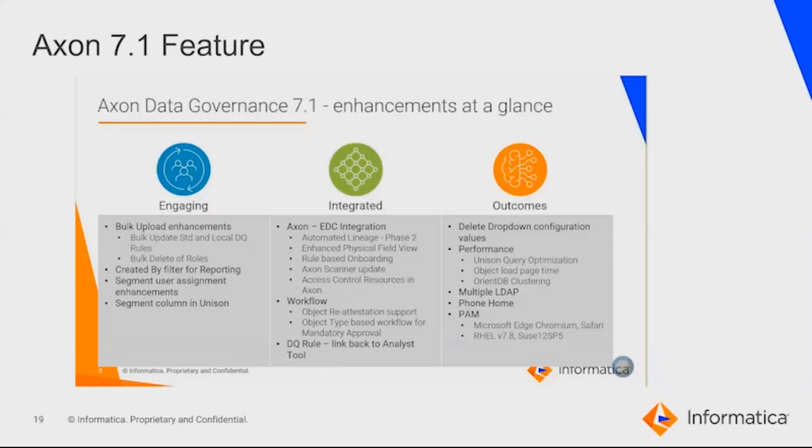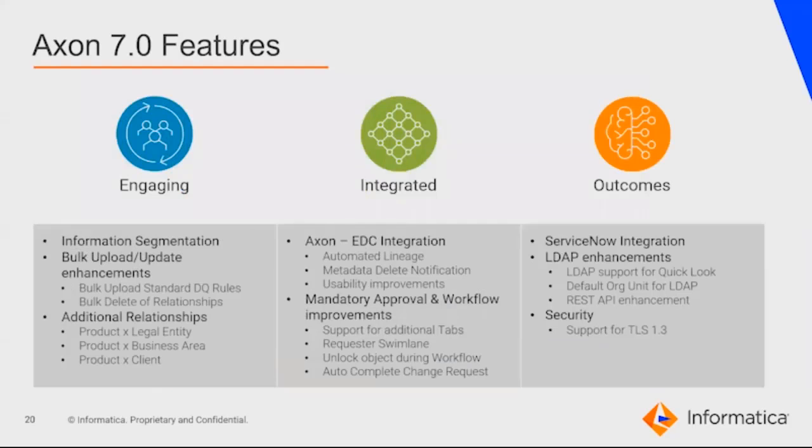So access control around resource access, as I said, the permissions around Axon resources have been improved to meet EDC access levels. Bulk upload enhancements have been done, and create filter for reporting and segment user assignments have been enhanced. And as said earlier, multiple LDAP support has been added.